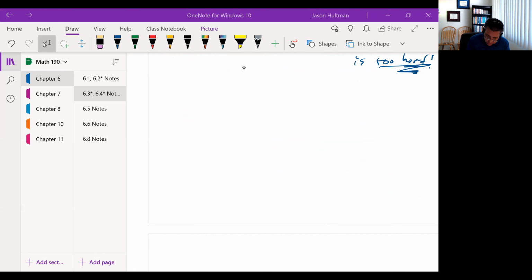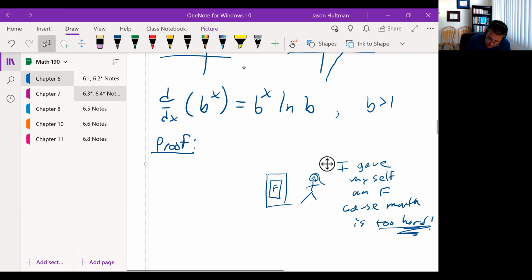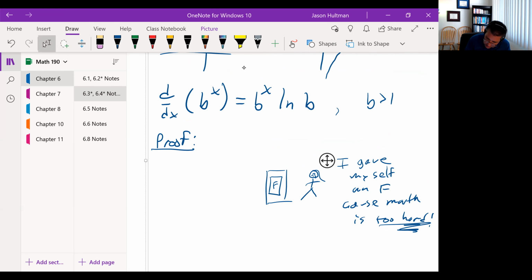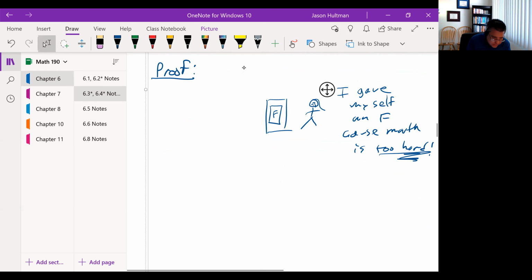Let's prove this. Prove d dx of b to the x is equal to b to the x natural log b, where b is greater than 1. Let's go to our proof. Math is not hard. It's easy. When you know the rules, all you have to do is follow the rules. Math is a piece of cake, right? So let's see whether the rules are here.